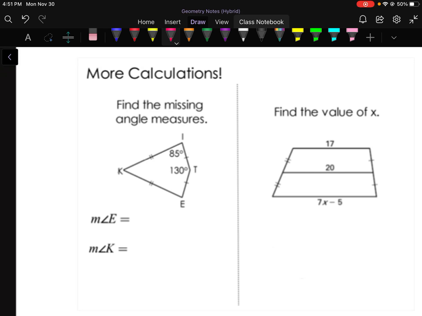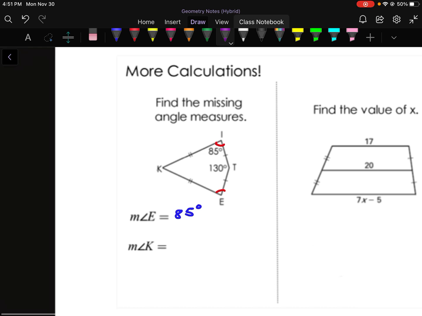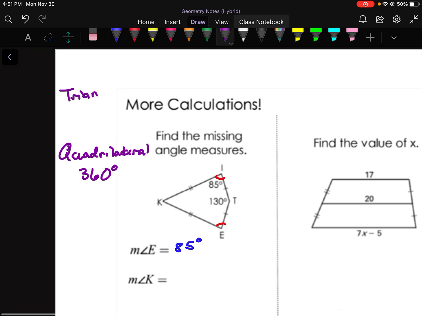So first of all, the measure of angle E, well, it's a kite, so that means these angles are congruent. Angle I is 85, so angle E is also 85. I'm not really sure when this is supposed to come up, but in a quadrilateral, this would be a great time. In a quadrilateral, there are always 360 degrees. So we talked about triangles. There are always 180, so every four-sided figure has 360 degrees.